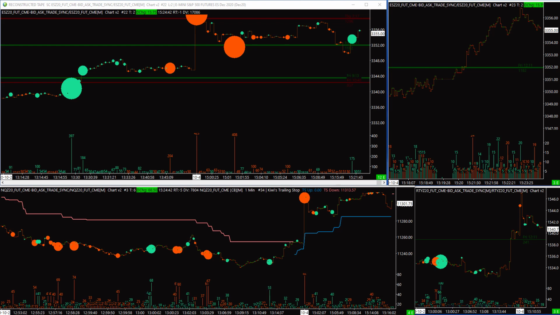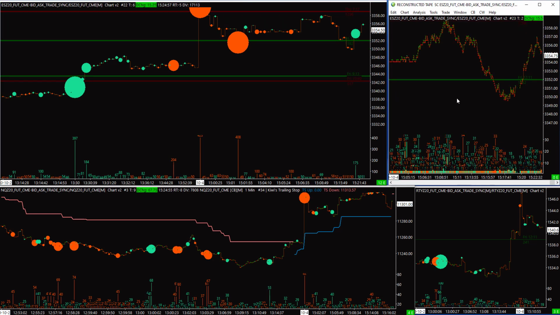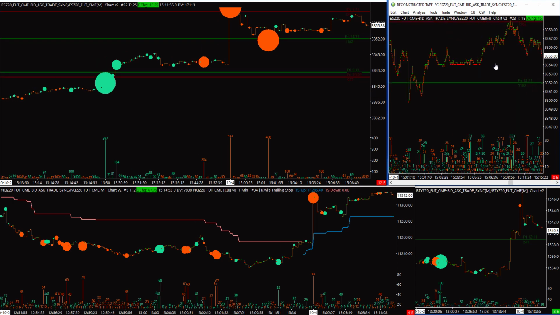The footprint also really helps to see that absorption and those iceberg orders. But with the reconstructed tape, you can really see it because price just doesn't go any lower, and then you just see a lot of the same color at the same price, right? So if I zoom out and I'm just eyeballing this, to me it just stands out. It looks like a wall.